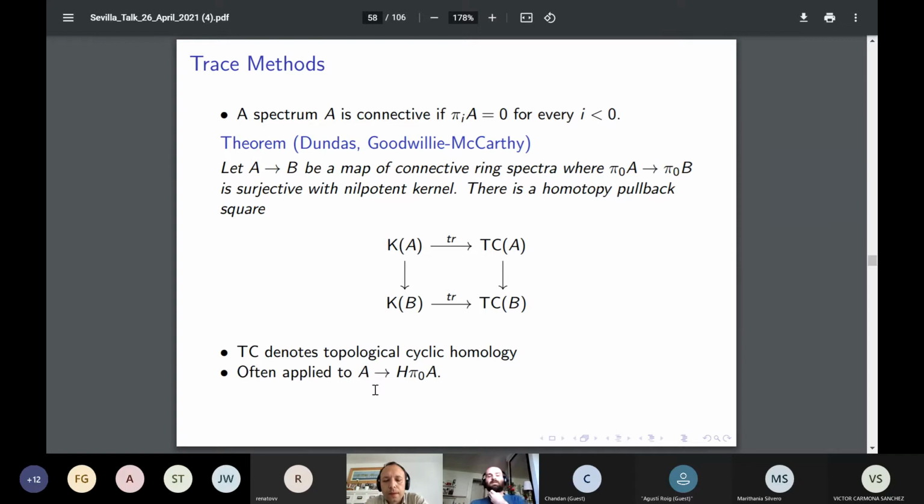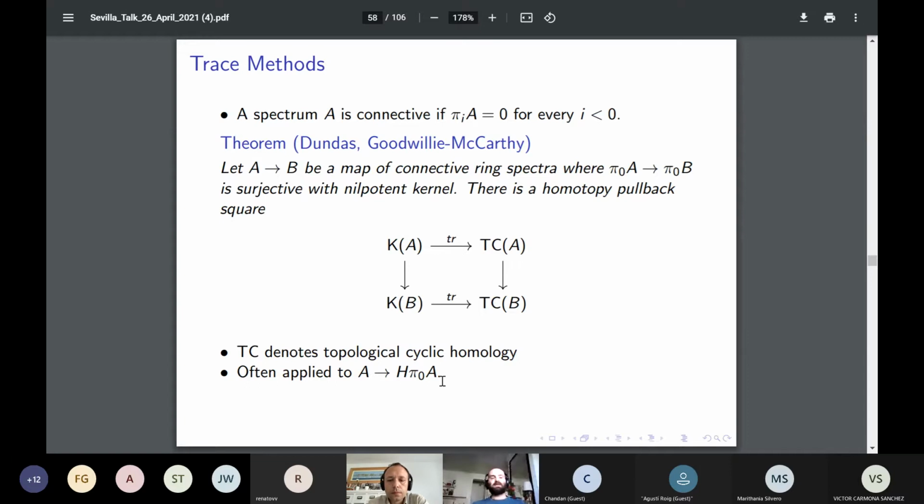This is often applied to the case when you start with a connective ring spectrum. Oh, I forgot to tell you what a connective ring spectrum is. A spectrum is connective if all of its negative homotopy groups are trivial, and all the spectra I'm going to talk about will be connective.